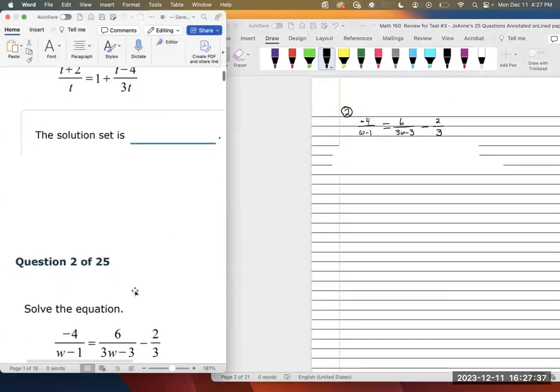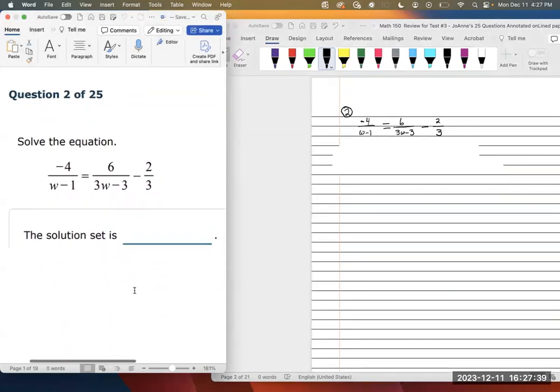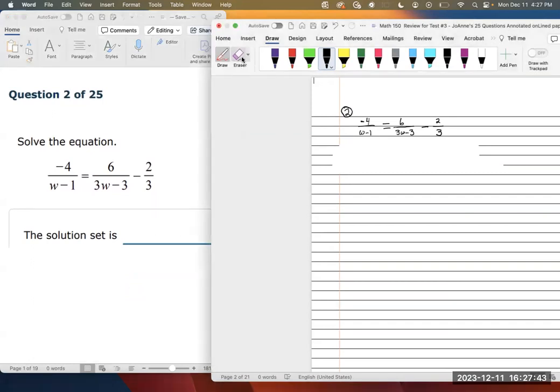Number 2, very similar, solve this equation. I'm going to solve this one differently. Write down the equation on your page.